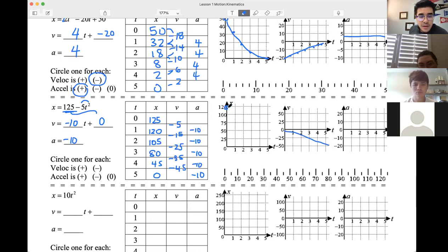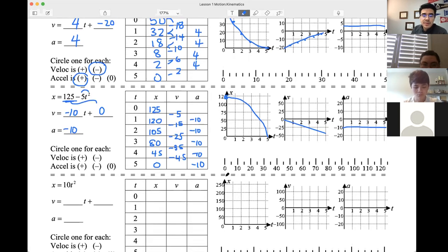And then if we plotted all the points here, it looks something like this. And then if we plotted this graph, it looks something like this. I want to make sure that this one's linear, so I'm going to make this a straight line. There. Cool.